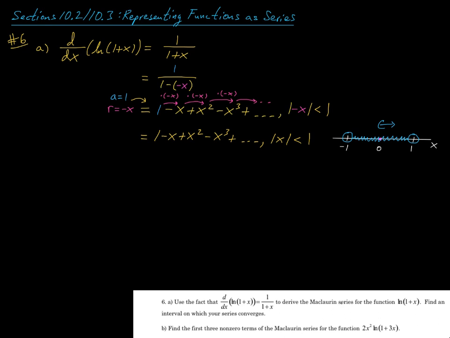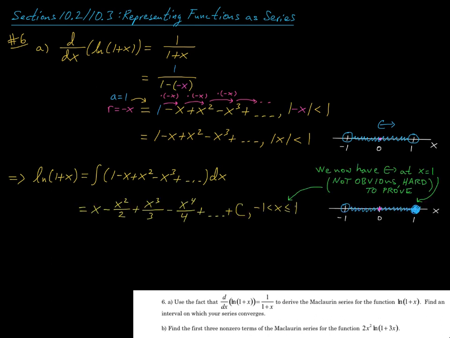But we ultimately want the Maclaurin series for the natural log of 1 plus x, not the derivative of the natural log. Okay, so I need to undo this derivative. How do I do that? Well, I do that by integrating. So our next step then is to integrate both sides, and on the left I'm going to get just the natural log of 1 plus x, and on the right, well, I'm going to integrate this series term by term. Okay, so let's go ahead and do that.